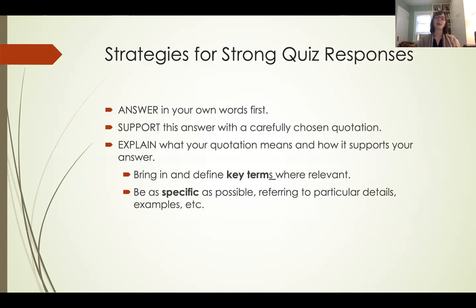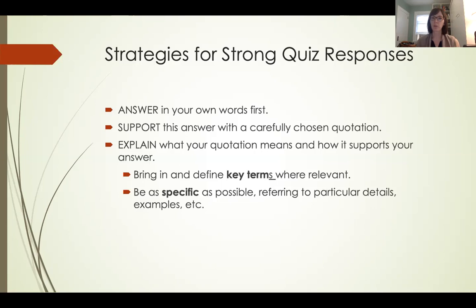Okay, but then don't stop there. This third step, to explain, is the one that we, especially at the beginning of the semester, tend to forget, right? And this is a step that we tend to forget in our rough drafts when we start drafting our essays. When we look into those body paragraphs, we tend to have answer and support, but lack explanation. And so, as you're explaining what your quotation means and how it supports your answer, you want to make sure you're bringing in and defining key terms where relevant, right?